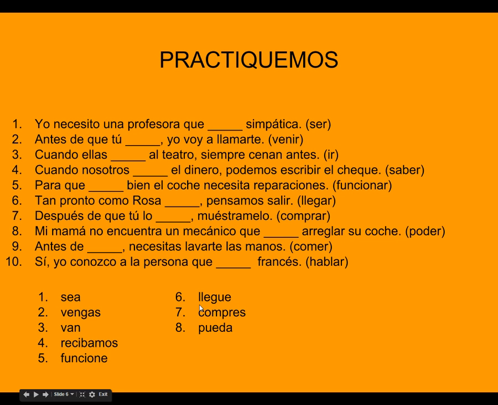Mi mamá no encuentra un mecánico que pueda arreglar su coche. My mom cannot find a mechanic that can fix her car. Since the mechanic does not exist, the subjunctive of poder is required.